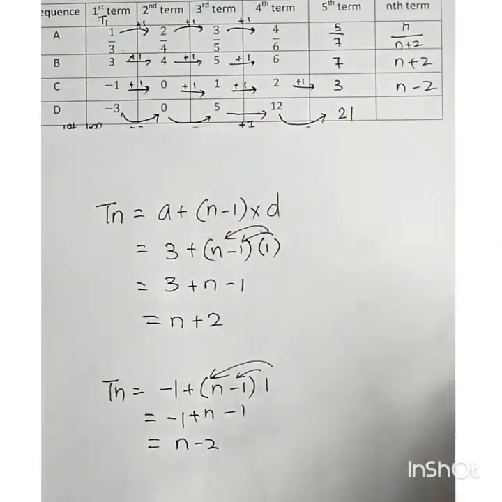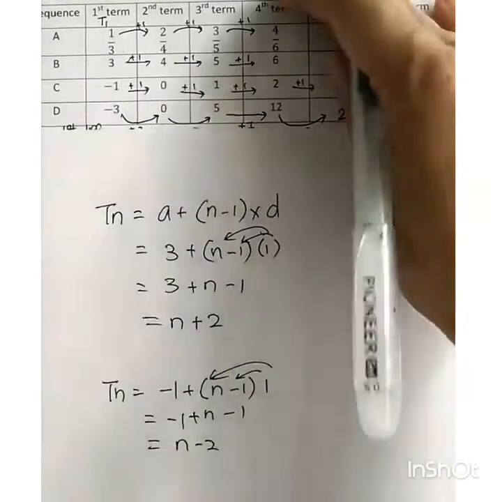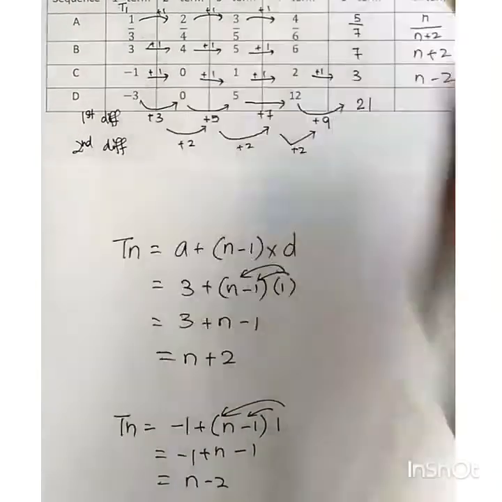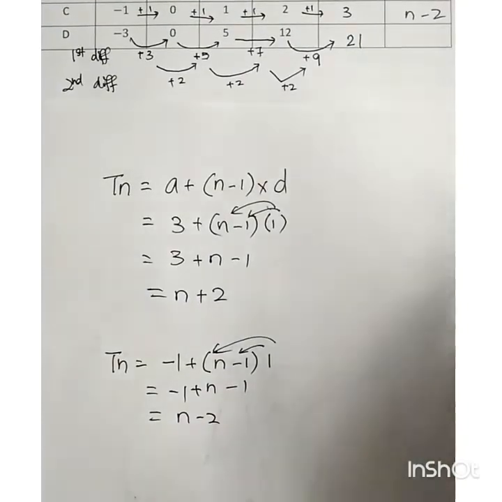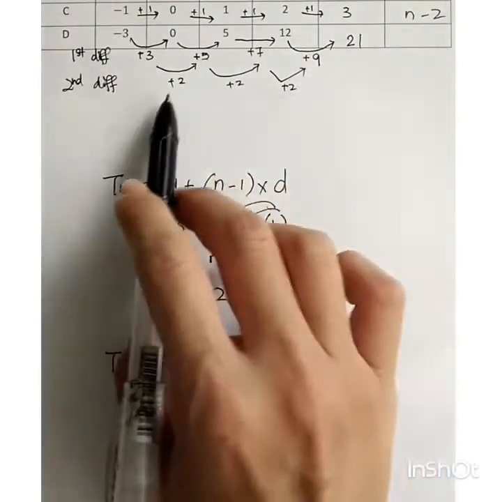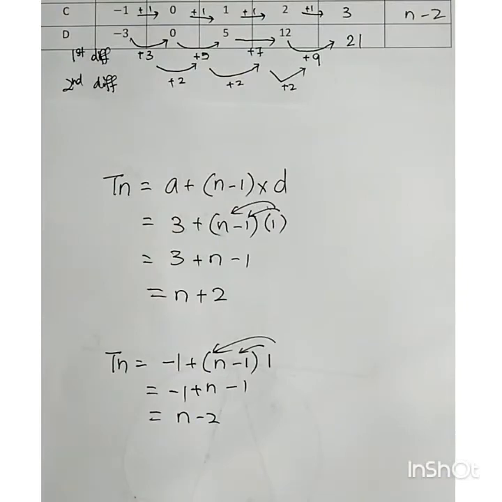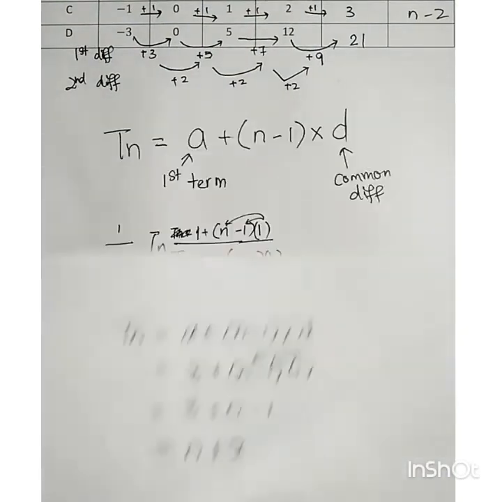For the next one, it's a little bit complicated because we have two stages of difference. Where minus 3, then plus 3, plus 5, plus 7, plus 9. And for this kind of question, we've got a very special formula to do this.